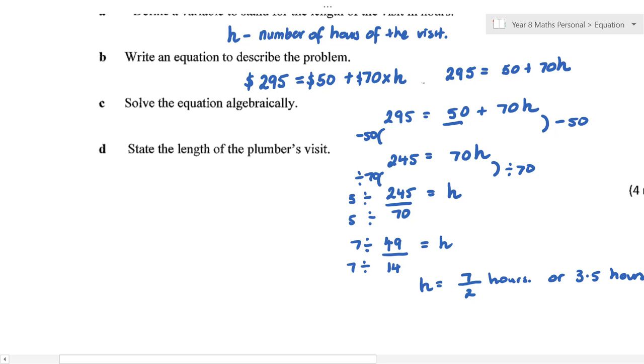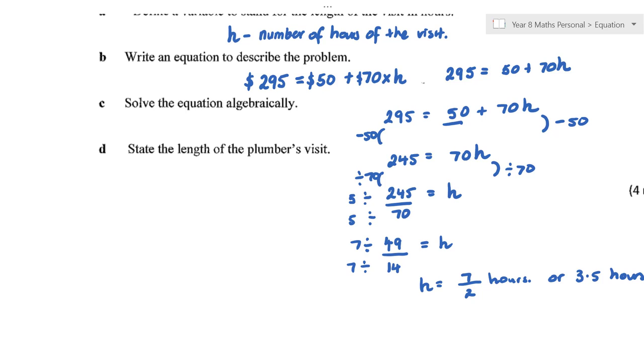The reason why I suggest let's do it in fraction form is because, yes, 3.5 hours is exact, there's no rounding off. But if I had another fraction, there might be some rounding off. So I'll ask you to keep it as a fraction, but in this case, 3.5 is exactly 7 over 2.